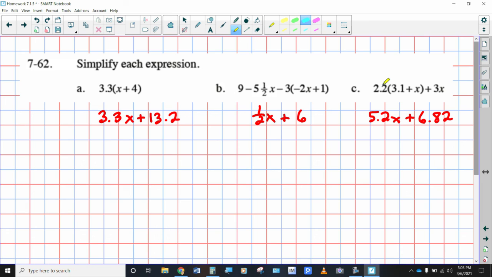And this problem should be fairly straightforward. Distributive property, then combine like terms. If anyone needs me to work that out, let me know.